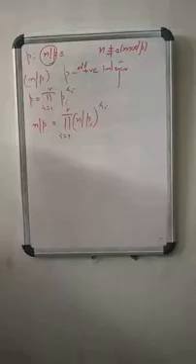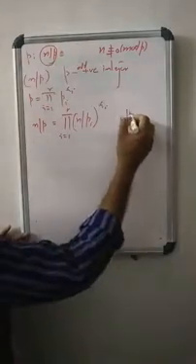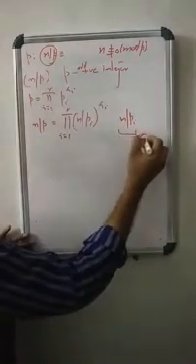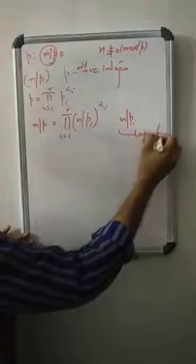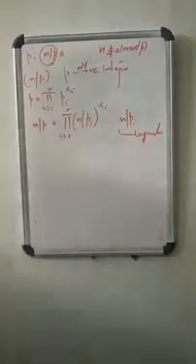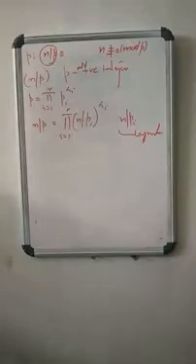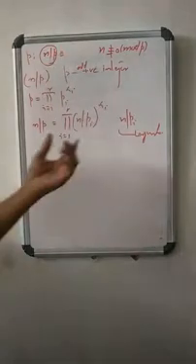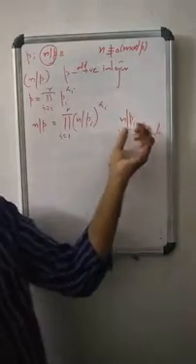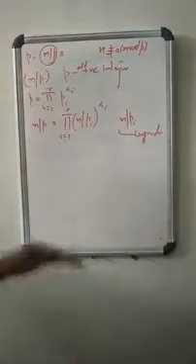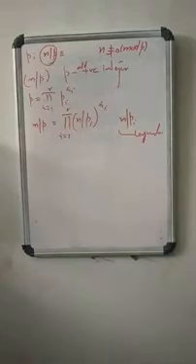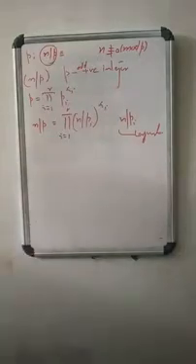Where n bar p_i, what is it? It is the Legendre symbol, a well-known function. What is the Legendre symbol? n by p is 1 when n is a residue mod p and minus 1 when n is a non-residue mod p. So here n by p_i is plus or minus 1 according as n is a quadratic residue or non-residue mod p_i.